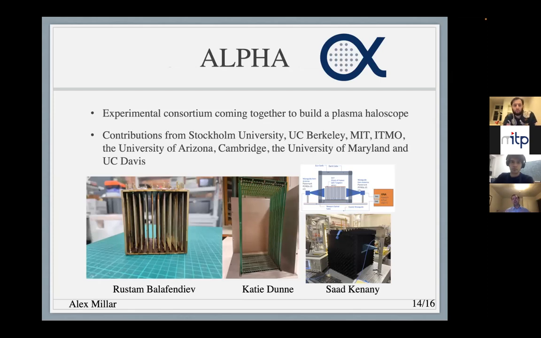So just very briefly, one new experimental group that's looking to realize this is being called Alpha. So there are groups in St. Petersburg and Berkeley and Stockholm University, with also contributions from other universities, which are looking to prototype and potentially build a plasma haloscope. So you can see here from some of the PhD students who've been working on this, different prototypes that have been trying to test different aspects of these material properties, and essentially make sure that we understand the systems that we're talking about.